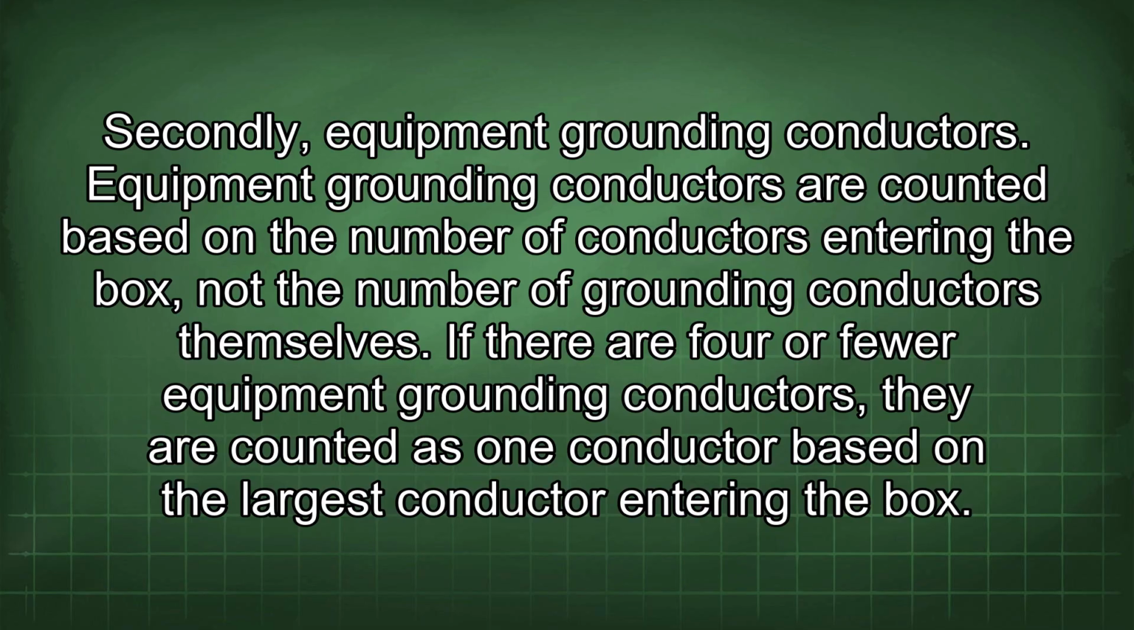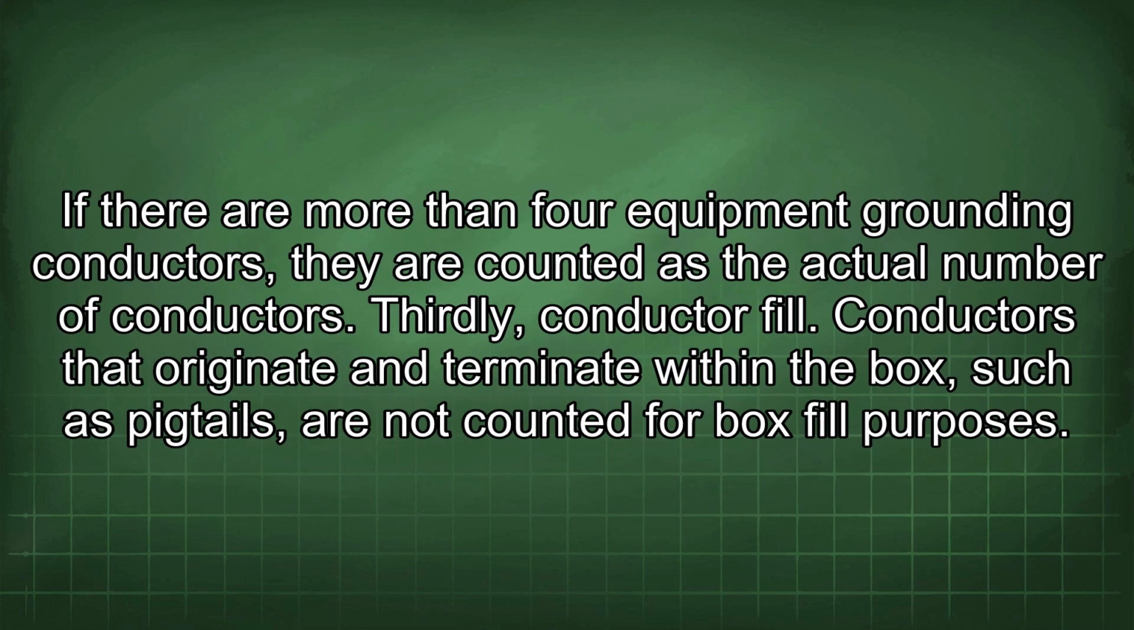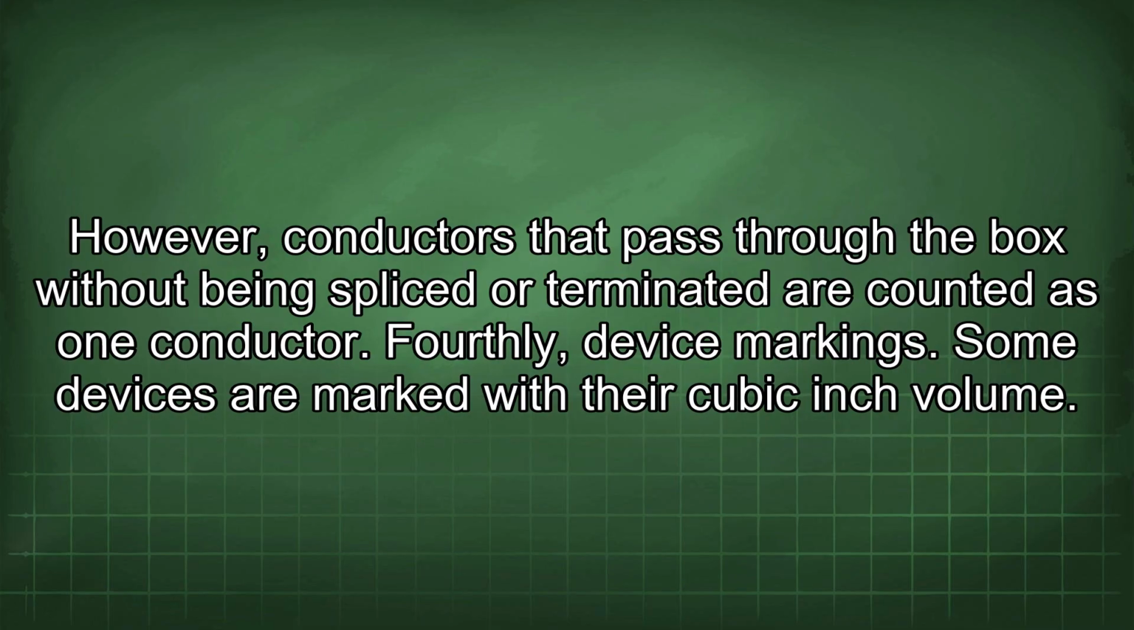If there are 4 or fewer equipment grounding conductors, they are counted as one conductor based on the largest conductor entering the box. If there are more than 4 equipment grounding conductors, they are counted as the actual number of conductors. Thirdly, conductor fill. Conductors that originate and terminate within the box, such as pigtails, are not counted for box fill purposes. However, conductors that pass through the box without being spliced or terminated are counted as one conductor.